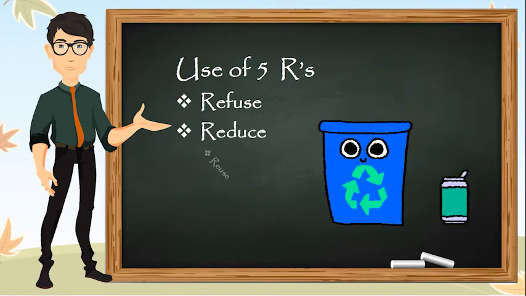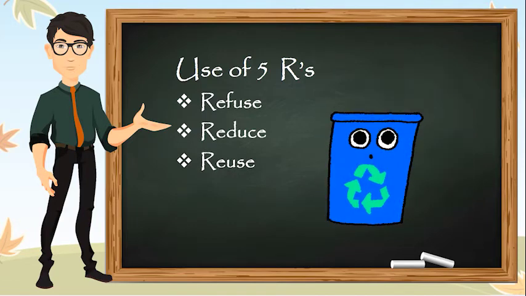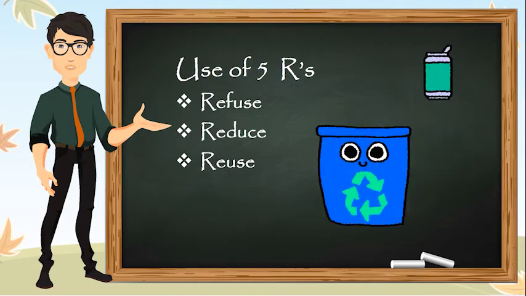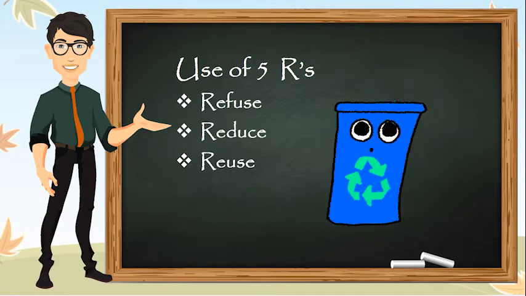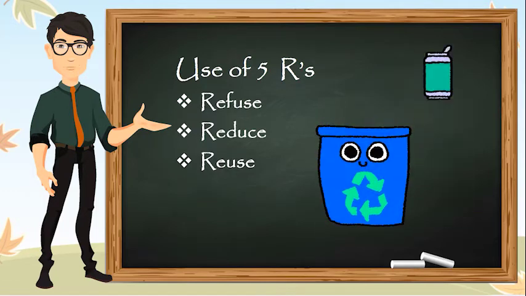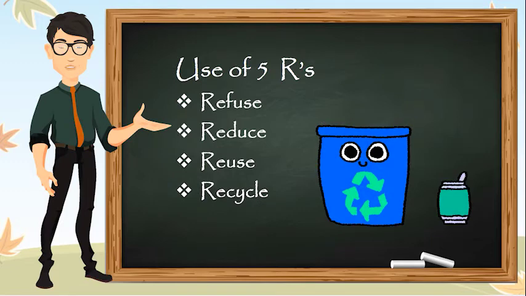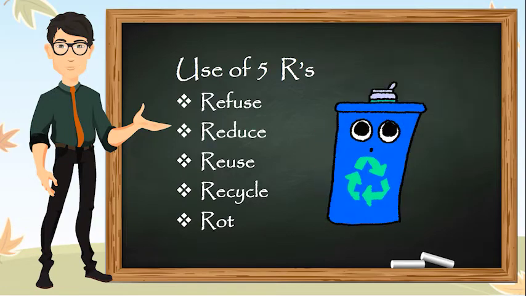Reuse means using the same material for the same purpose. For example, soft drink companies buy back empty bottles to be used again instead of manufacturing new ones. Recycle means turning waste into another material for another purpose. And rot includes the process called composting.